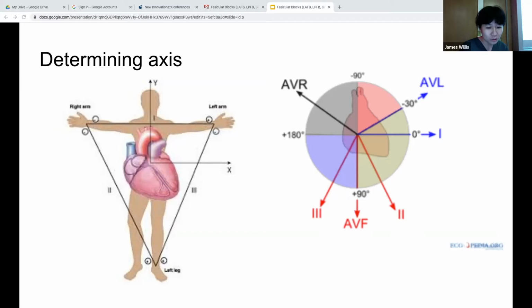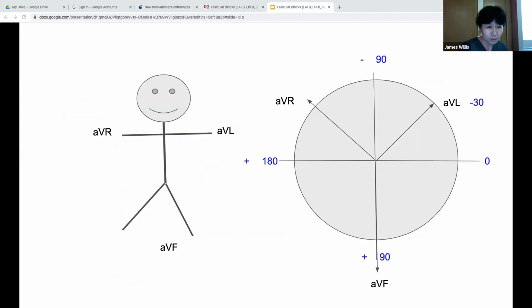So I'm going to go through just really quickly the reason why we look at the limb leads 1, 2, 3 to determine axis, and just kind of a quick and easy way to determine axes. So this is my very beautiful illustration of a patient and the axes. Your normal axis is between -30 here and +90. Up here we have left axis deviation, we have extreme axis deviation here, and this is right axis deviation.